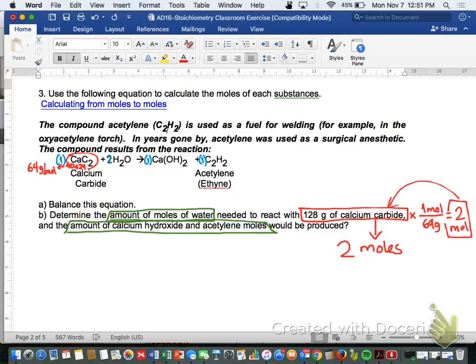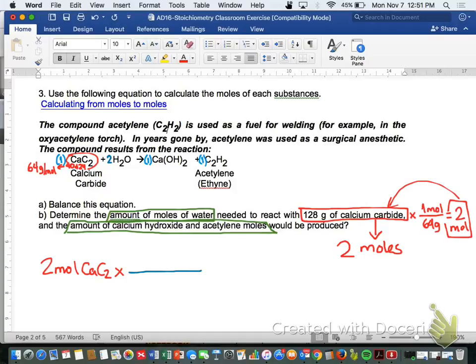But I will do the calculations you should do if the amounts were not as exact as we have them here. So let's suppose that I will start with 2 moles of calcium carbide, and I will use the mole ratio between this and water.